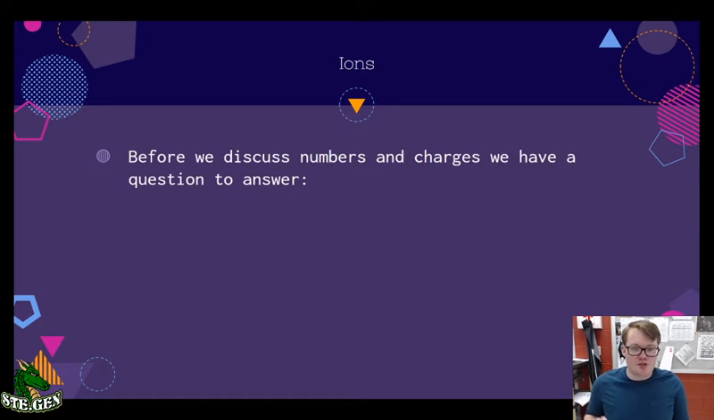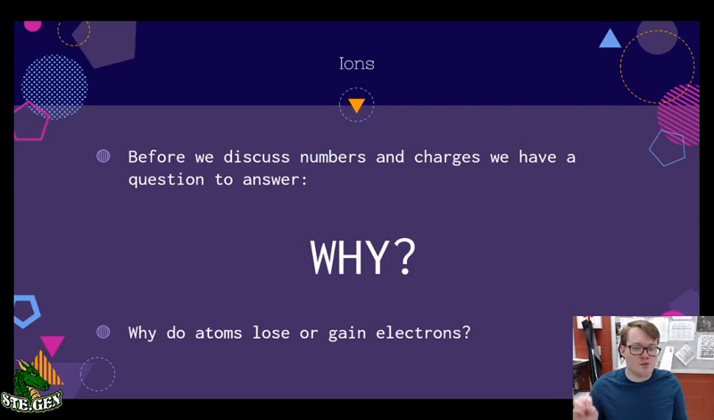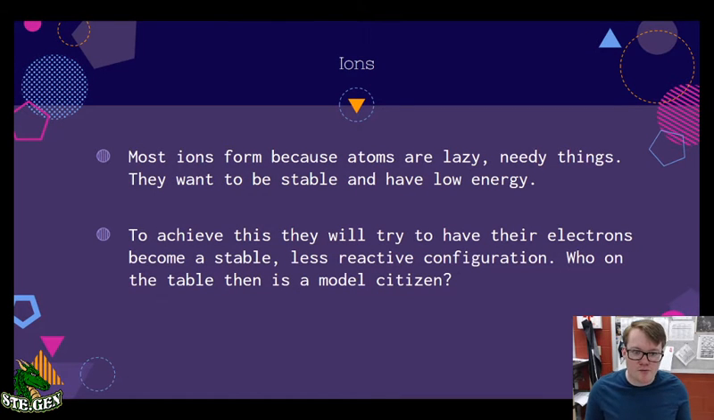Before we discuss numbers and charges, we have a question to answer. Why? Why do atoms lose or gain electrons? And understanding why is going to tell us how these things are going to occur, or what's going to happen whenever they do gain or lose electrons. Most ions form because atoms at the core of it are lazy, needy little balls of stuff. They want to be stable, and they want to have low energy, and they want to do as little work as possible to get that accomplished.